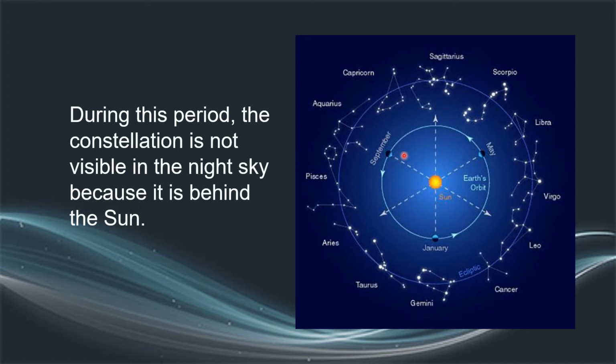So during the night of that time, Leo is behind the Sun, and we cannot see this pattern or constellation Leo during that night because it is behind the Sun, as well as those patterns in the sky, those zodiac signs. Those are the dates that we cannot see them at night because their position is behind the Sun.